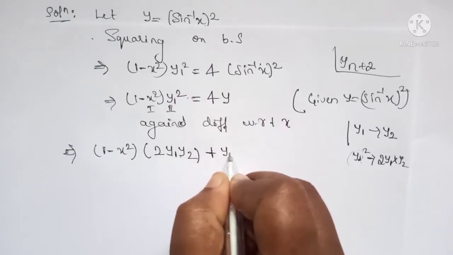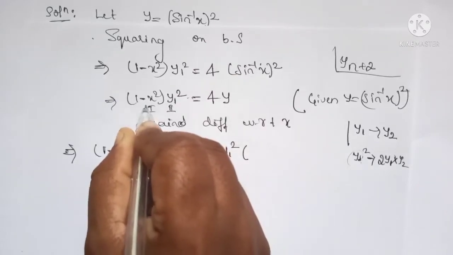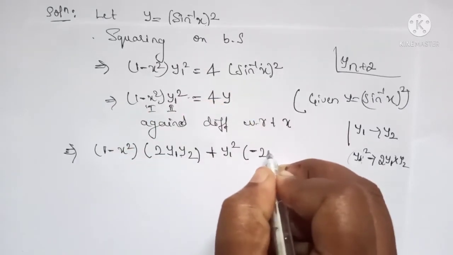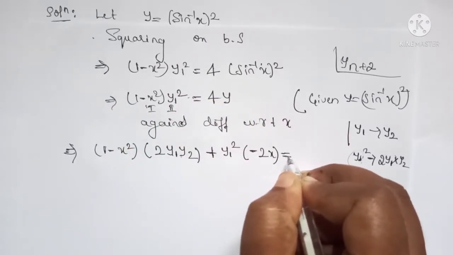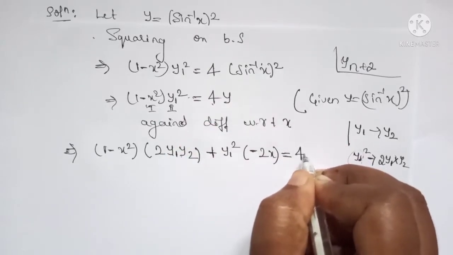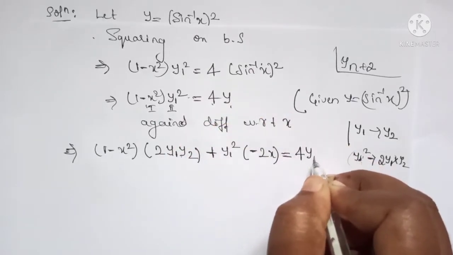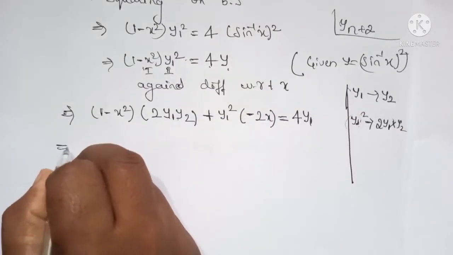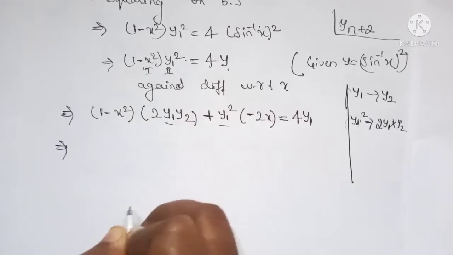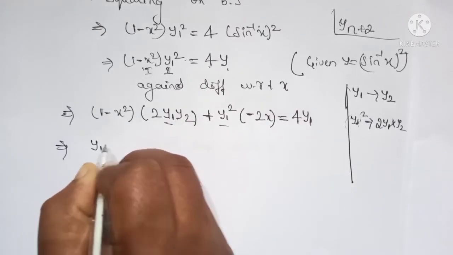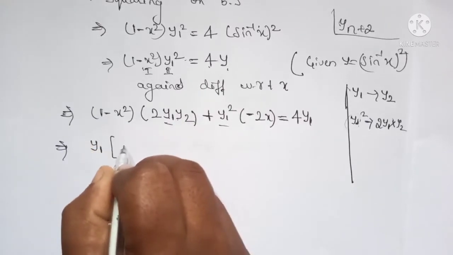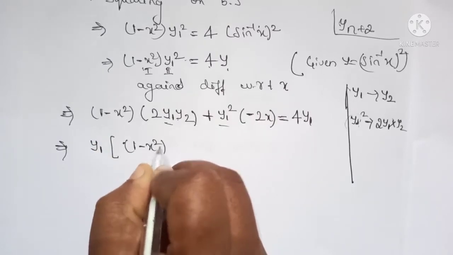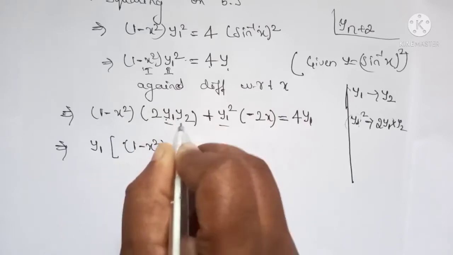second function y1 square as it is, we have to write differentiation of first function, that is x square differentiation is minus 2x, equals 4y1. Y differentiation will be y1. Okay, now here in these two cases we can take y1 outside, that is common. On taking y1 common, we get 1 minus x square into, here we get 2y2.